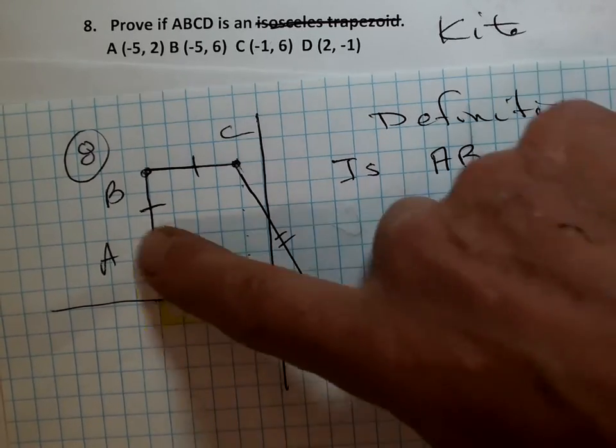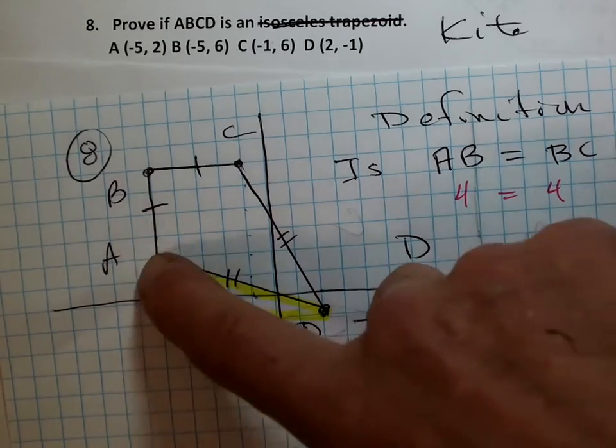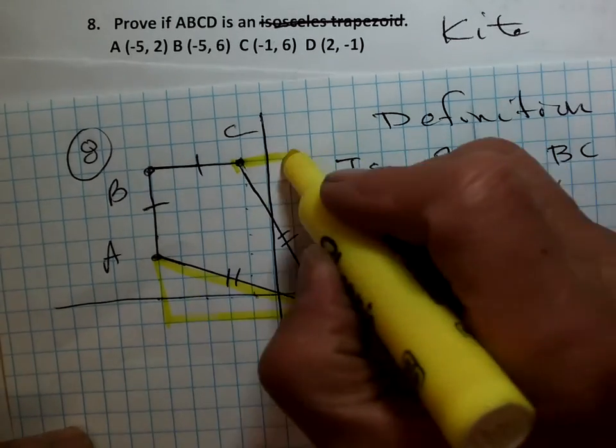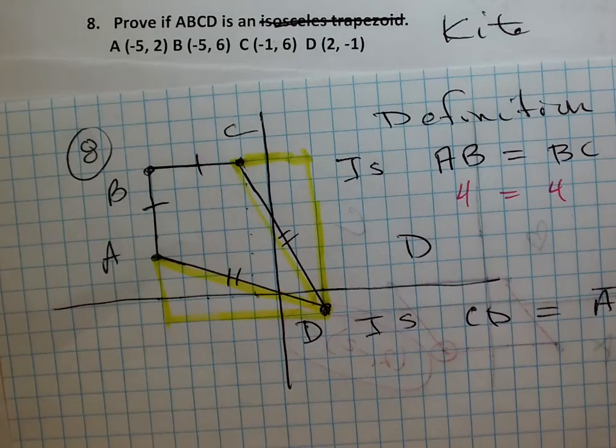Okay, again, to get the length of this, the easiest way is to create a right triangle and use a squared plus b squared equals c squared. And I'll do the same thing with CD. I'll create a right triangle right there. And again, to find the length of CD, I'll use a squared plus b squared equals c squared.